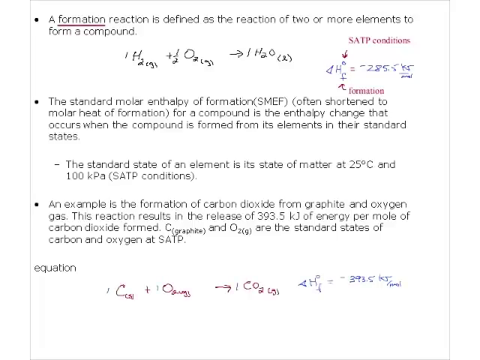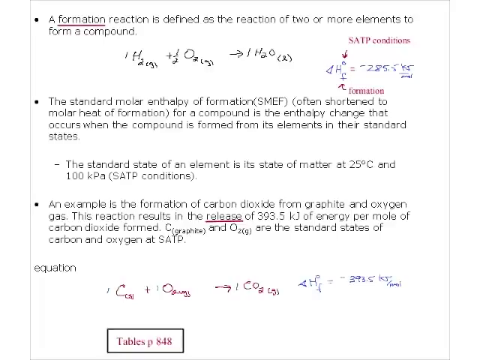The equation for this is simply saying we're going to take carbon dioxide in its standard state. It's a gas at room temperature. We're making it from carbon, which is a solid at room temperature, and oxygen, which is a gas at room temperature. We balance it for 1 mole of carbon dioxide. And the value they gave us here, because it was a release of energy, that means it's going to be a negative value, right? It's exothermic, energy is released. So it's going to be a negative 393.5 kilojoules per mole of carbon dioxide.